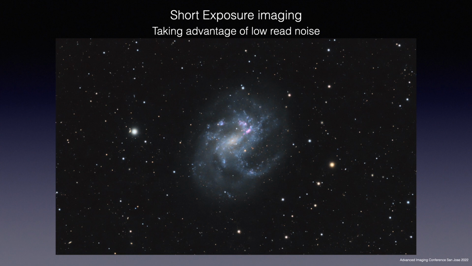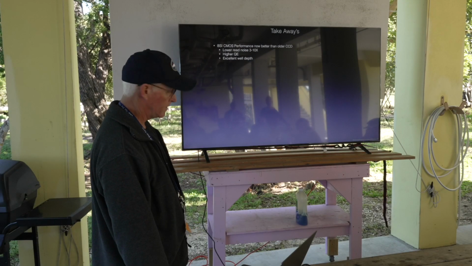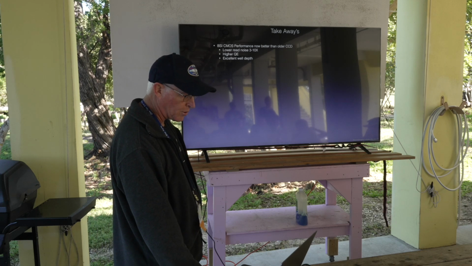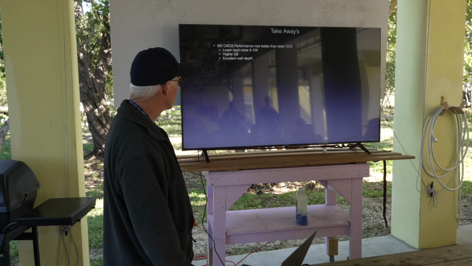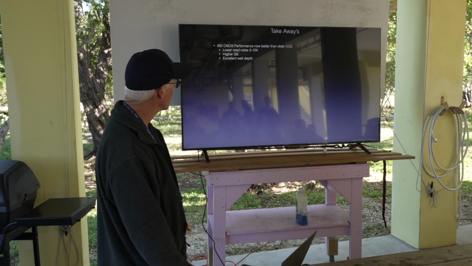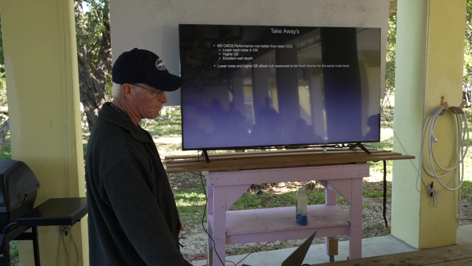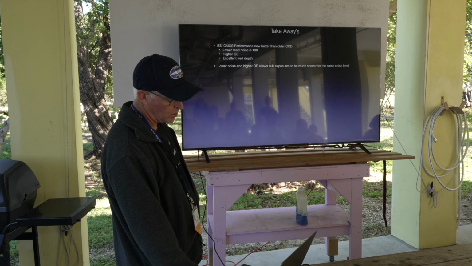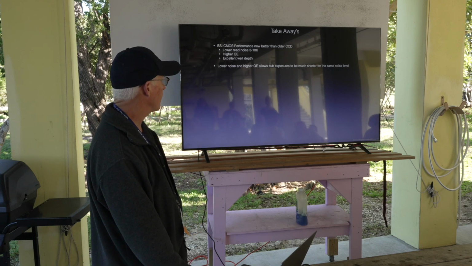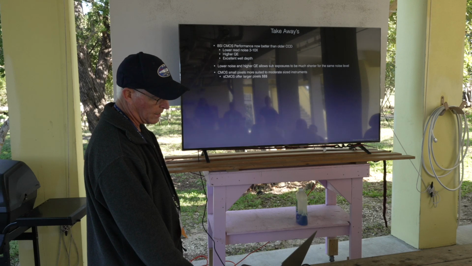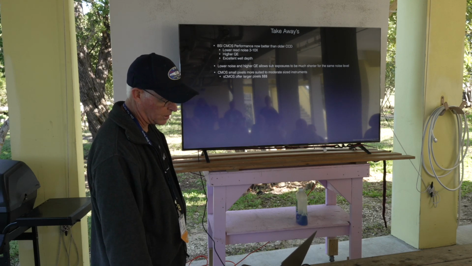So the takeaways are: BSI CMOS performance now just blows away older CCDs. It's a fact. I was a naysayer when I first heard about these cameras, but they actually do. They have 3 to 10 times lower read noise. They have higher QE. They still can have excellent well depth, which was a problem with some of the earlier ones, but not these. That higher QE and lower noise gives you an opportunity to have exposures that are much shorter at the same noise level than with the older systems.